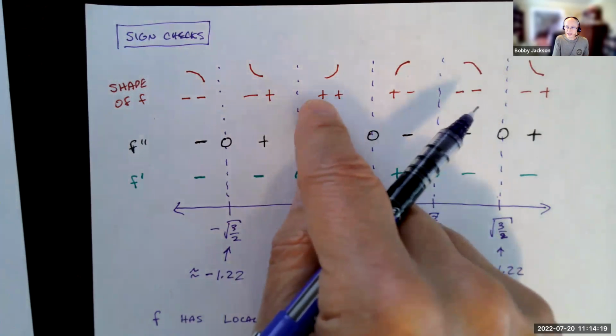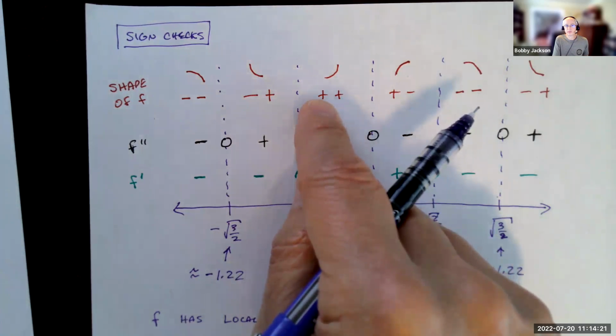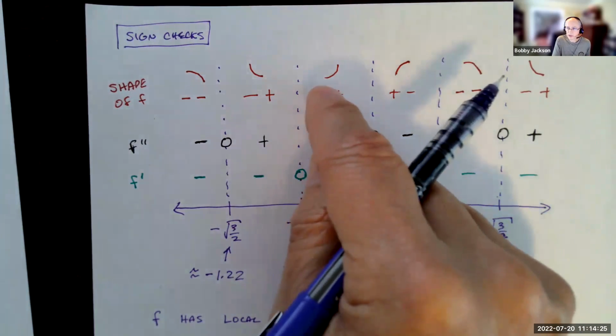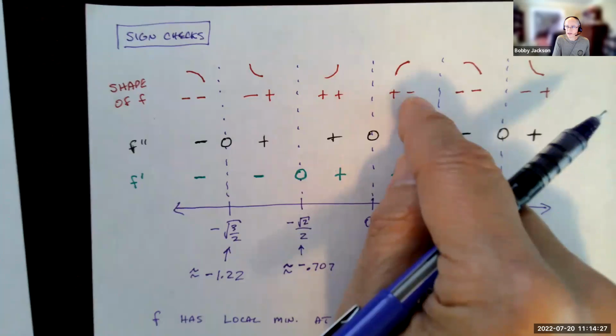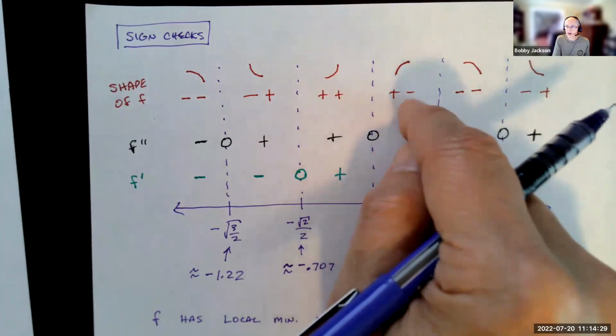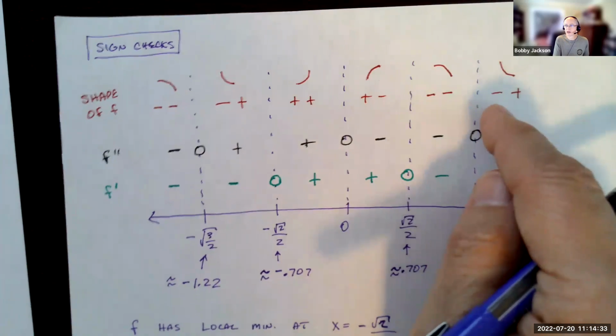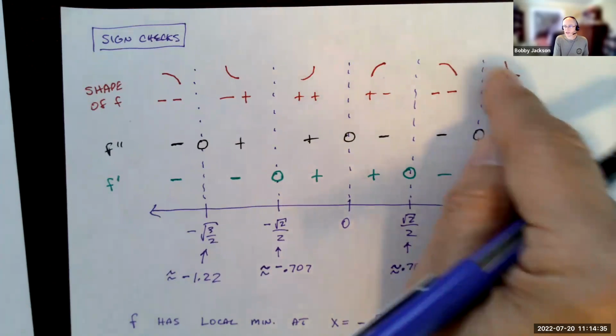Positive, increasing, right? First derivative positive means the function's increasing. Second derivative positive means it's concave up, so increasing concave up. Plus minus, increasing concave down. And then minus minus, decreasing concave down, and minus plus, decreasing concave up.